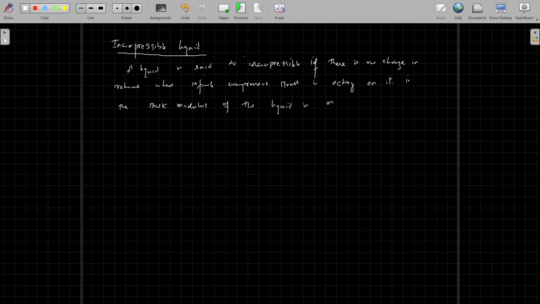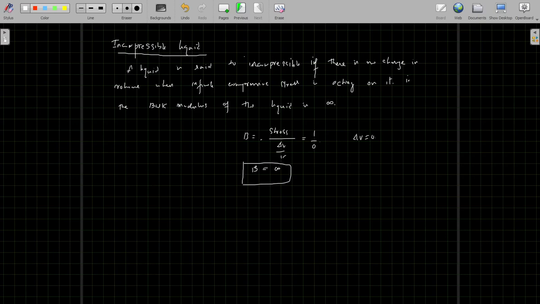So we know B equals the compressive stress divided by change in volume by volume. So if delta V is 0, what do we see? It becomes 1 by 0. That is, bulk modulus is infinity. So such a liquid is called an incompressible liquid. Based on this, let us consider such kind of liquid.